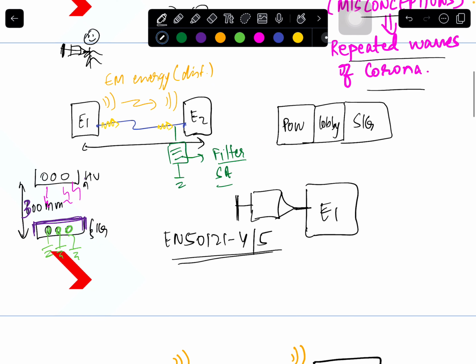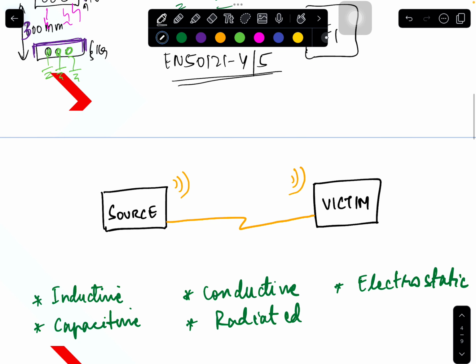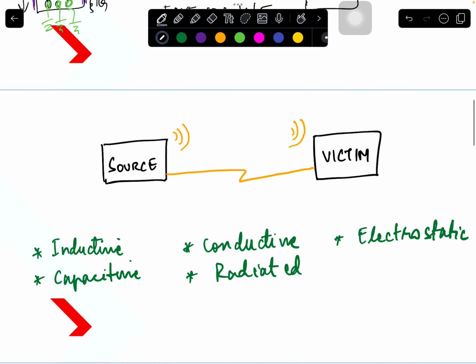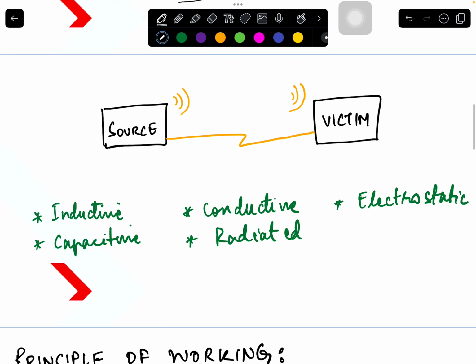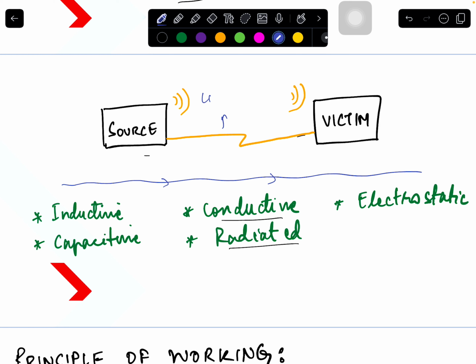Not only that, now I will just tell you a glimpse of what will be coming in the upcoming lectures. For basic understanding, we'll be talking about source and victim. This is our source and this is our victim. So from here there can be emissions which can be conducted, that is going through this cable. There can be radiated through the air. There can be inductive or capacitive or electrostatic. So inductive, capacitive is basically you have a line which is carrying nearby this system, that is source, victim and coupling path. This is your coupling path.